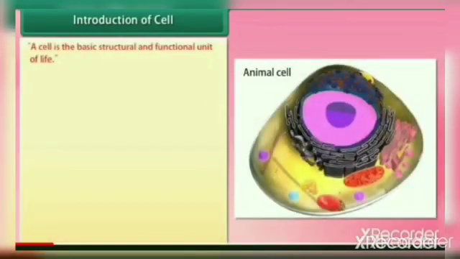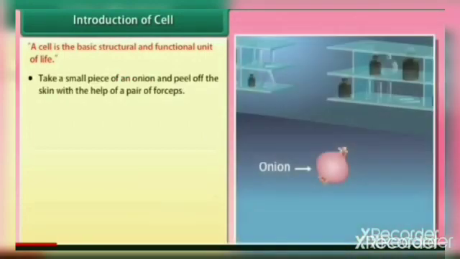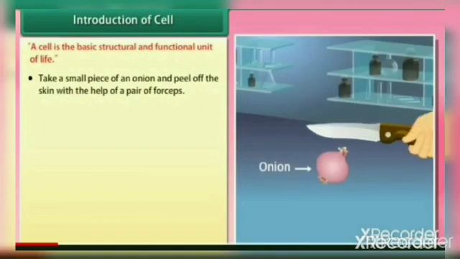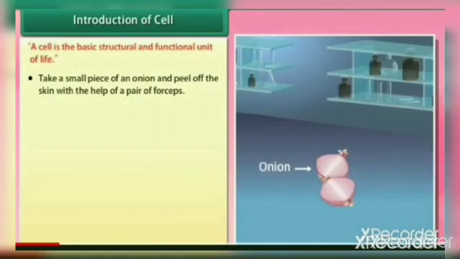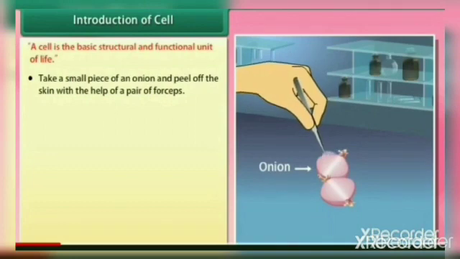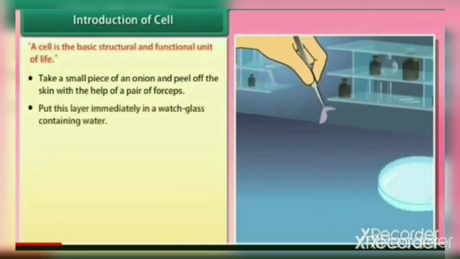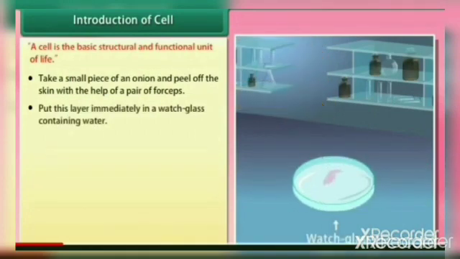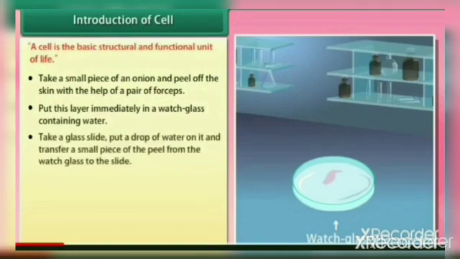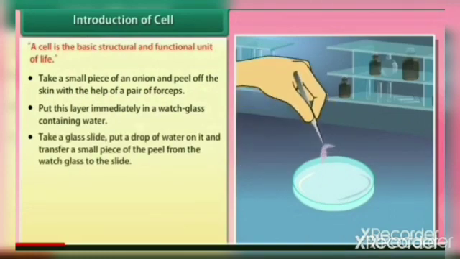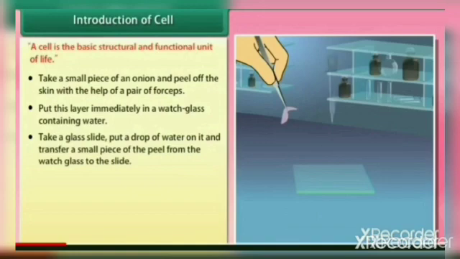So, introduction of the cell. A cell is the basic structural and functional unit of life. Take a small piece of an onion and peel off the skin with the help of a pair of forceps. As you see in the video, put this layer immediately in a watch glass containing water.